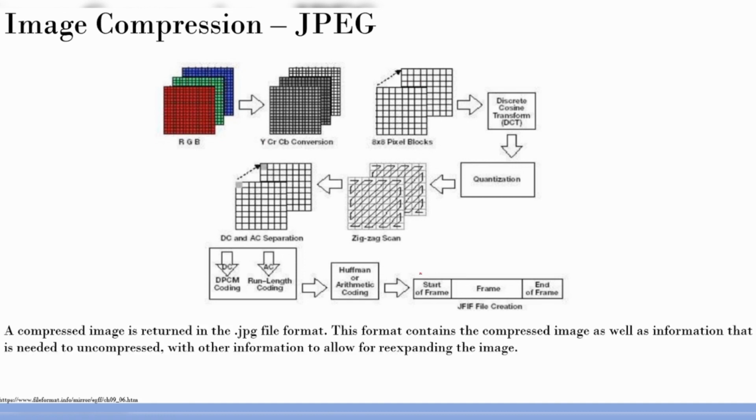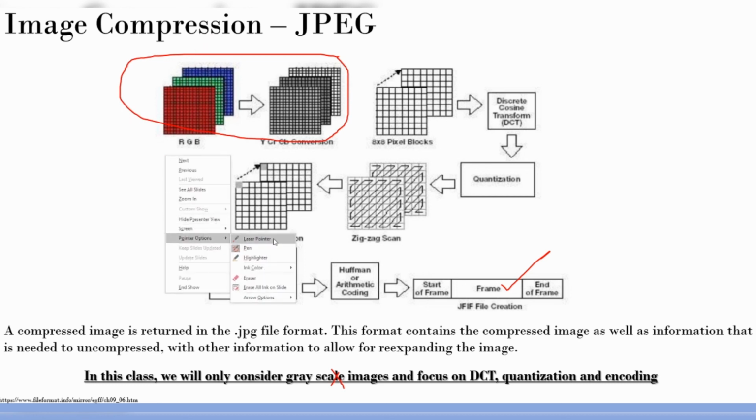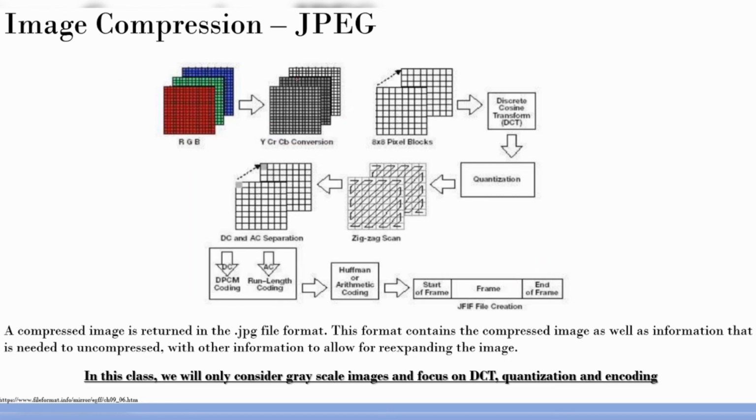Just to conclude this lecture, this guy over here is the .jpeg format that you have. In this lecture series we only consider grayscale images for simplicity. Even if I have a color image, I ignore these two steps, but always remember the original JPEG algorithm has these two steps. You can treat it as doing it individually on the Y, Cr, Cb components.